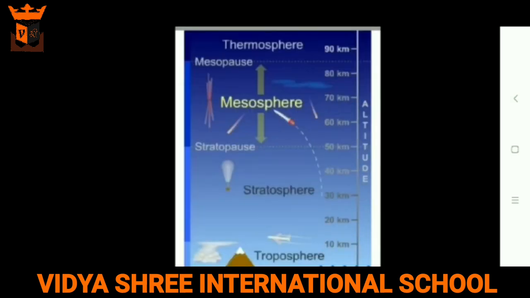Now, let's learn about the mesosphere. This is the third layer of the atmosphere and it lies just above the stratosphere. Which layer lies above the stratosphere? Mesosphere. And it extends up to the height of 80 kilometers. And I'll tell you an interesting fact: meteoroids burn up in this layer on entering from space.